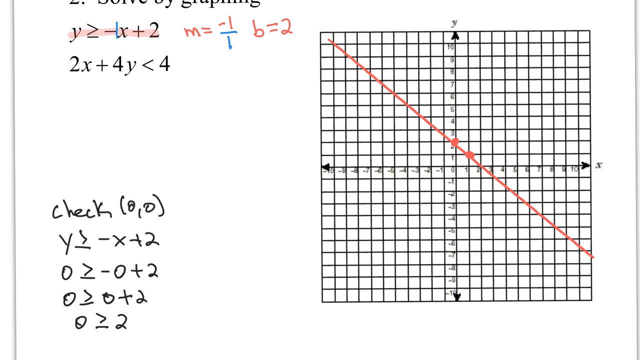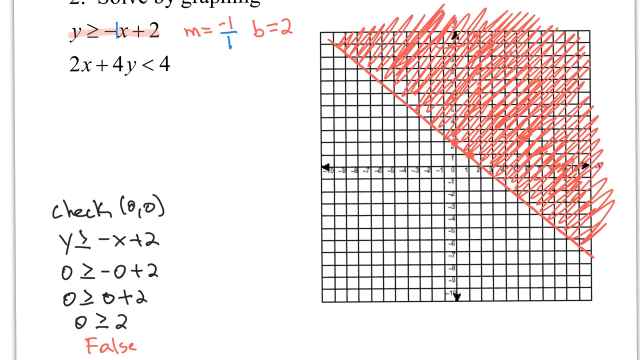True or false? False. So what that means, guys, let's go ahead and look at the origin. It's right here. So since it's false, I'm going to shade the other side of the line. So notice, here's the origin. The line is up here. So I shade all of this side. And I'm just going to do that right now. All right, so you guys see that area shaded. Let's go ahead and do the second one.